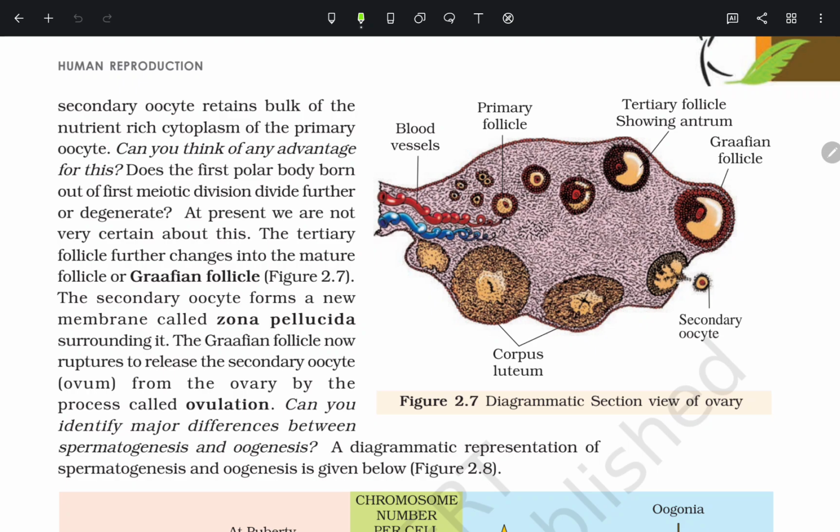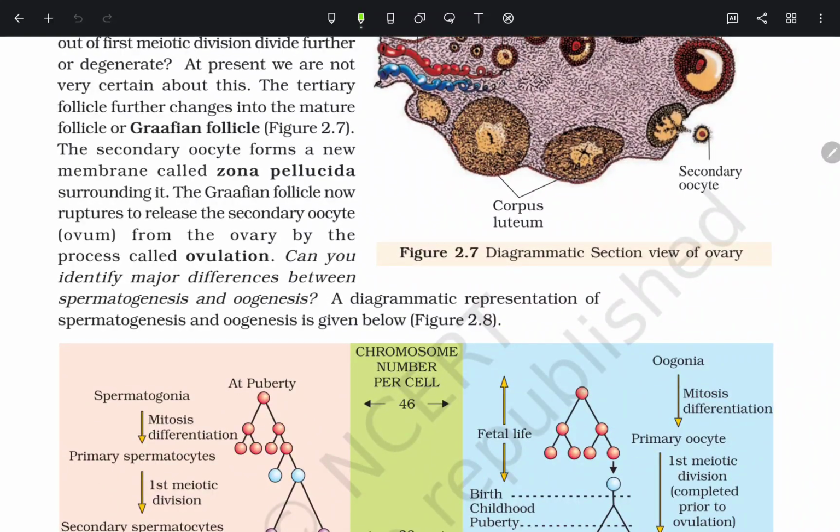The tertiary follicle further changes into the mature follicle or Graafian follicle. The secondary oocyte forms a new membrane called zona pellucida surrounding it. The Graafian follicle now ruptures to release the secondary oocyte from the ovary by the process called ovulation.